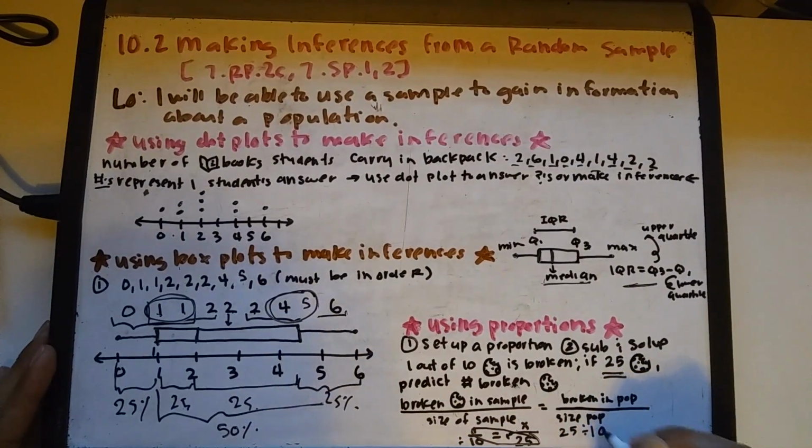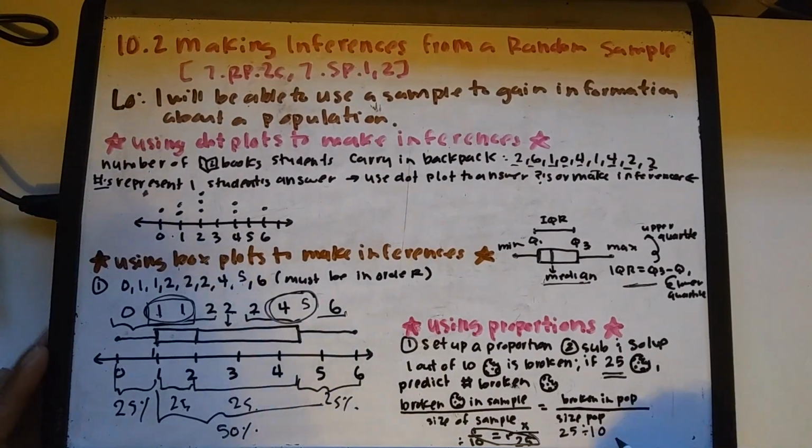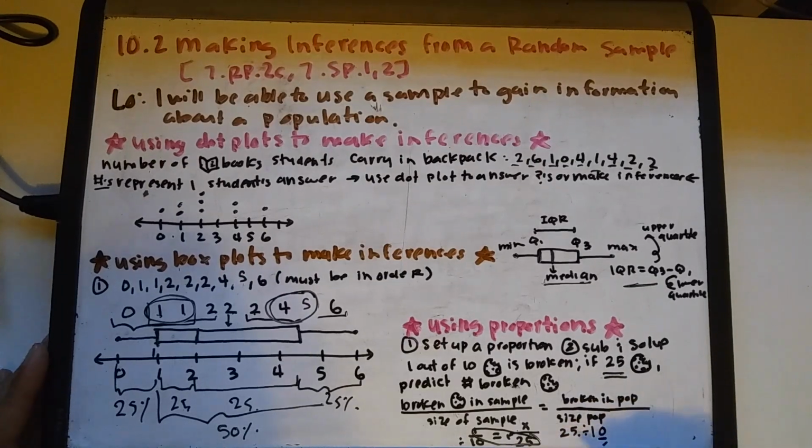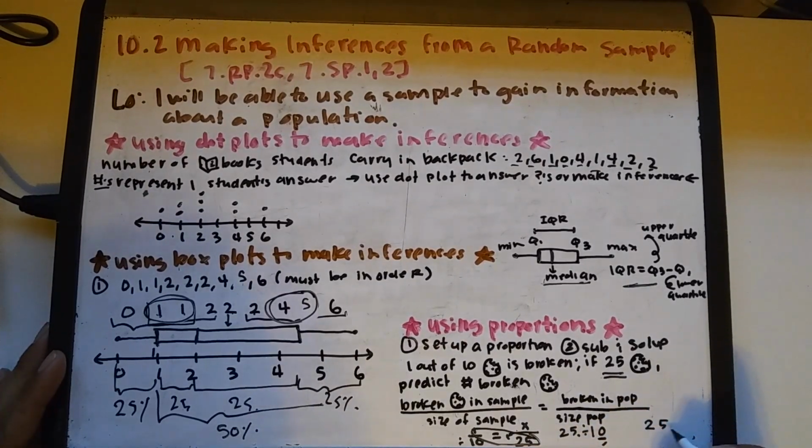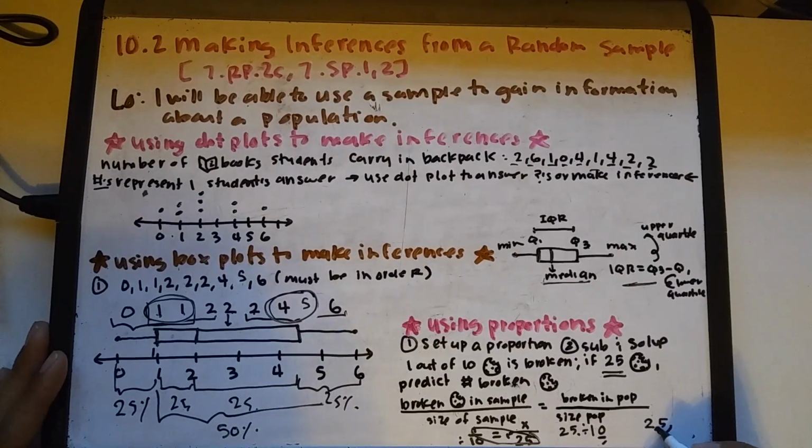Remember, I don't have to do long division because I know when I divide by a multiple of 10, I count the number of zeros, and that's how many times I move this decimal to the left. Remember, there's a decimal always in a whole number, but we don't write it. So I have 25, and I move it once to the left. So it's going to be about 2.5 cookies are going to be broken.